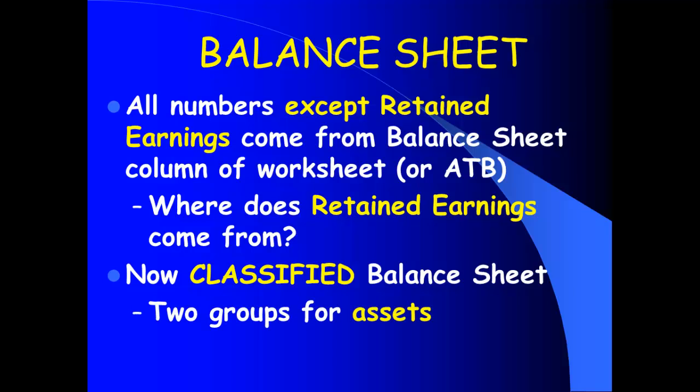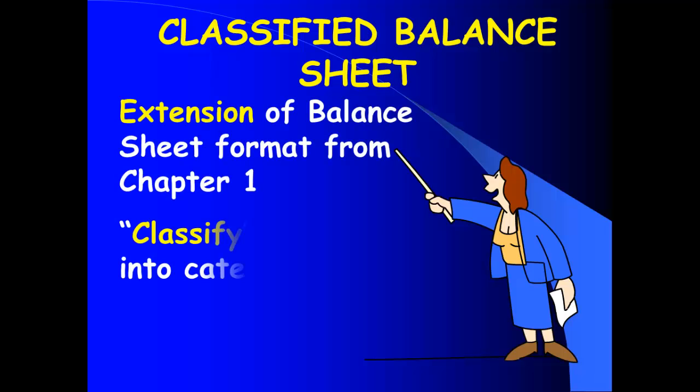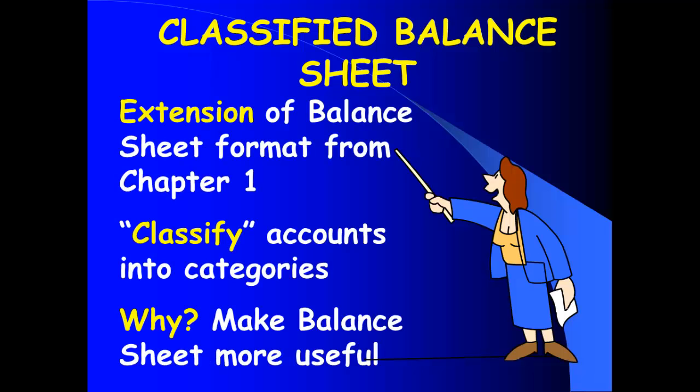We're going to be preparing a classified balance sheet, and by that we mean simply that we have two groups of assets and two groups of liabilities. Other than that, the balance sheet is exactly the same as what we learned in Chapter 1. The formula still is assets equal liabilities plus stockholders' equity. We're not changing the basics of the balance sheet. We're just adding some more subtotals, hopefully to make it a more useful statement to us.